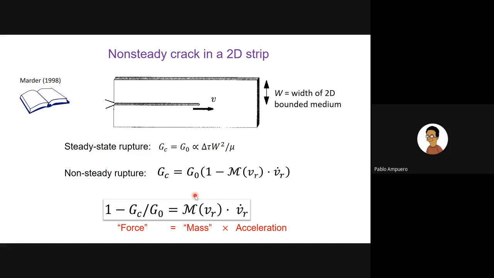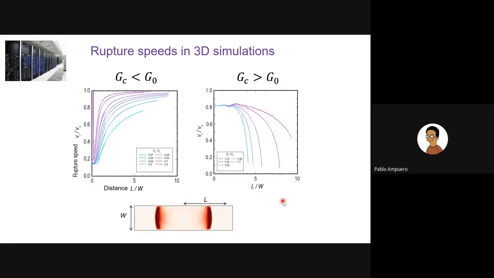Okay. So what did we do? We set up to show that in 3D, a similar equation was sufficient to explain to a large extent the behavior of very long ruptures. So we ran a systematic set of very long dynamic rupture simulations using a high-performance computing cluster.